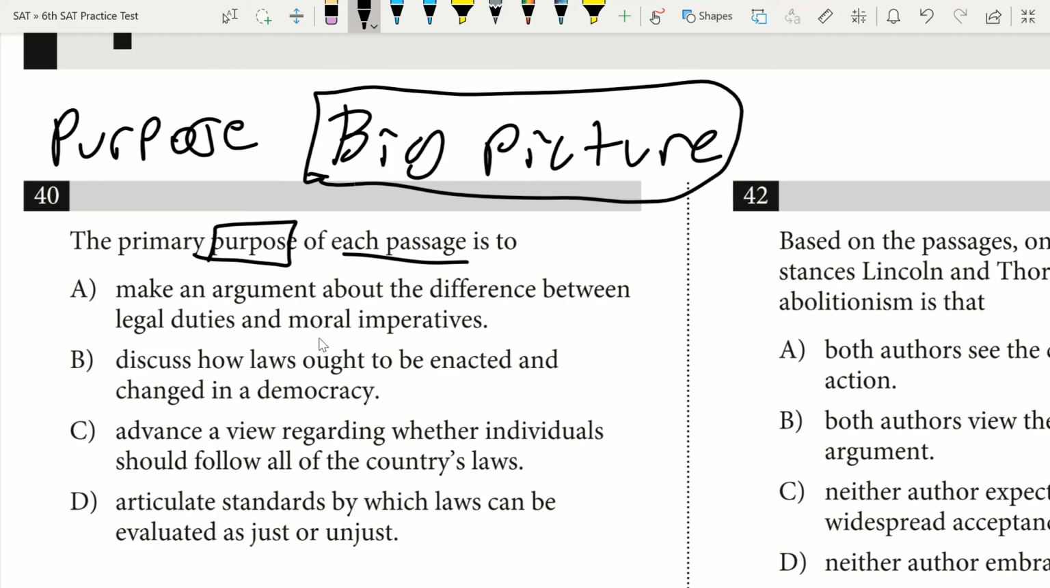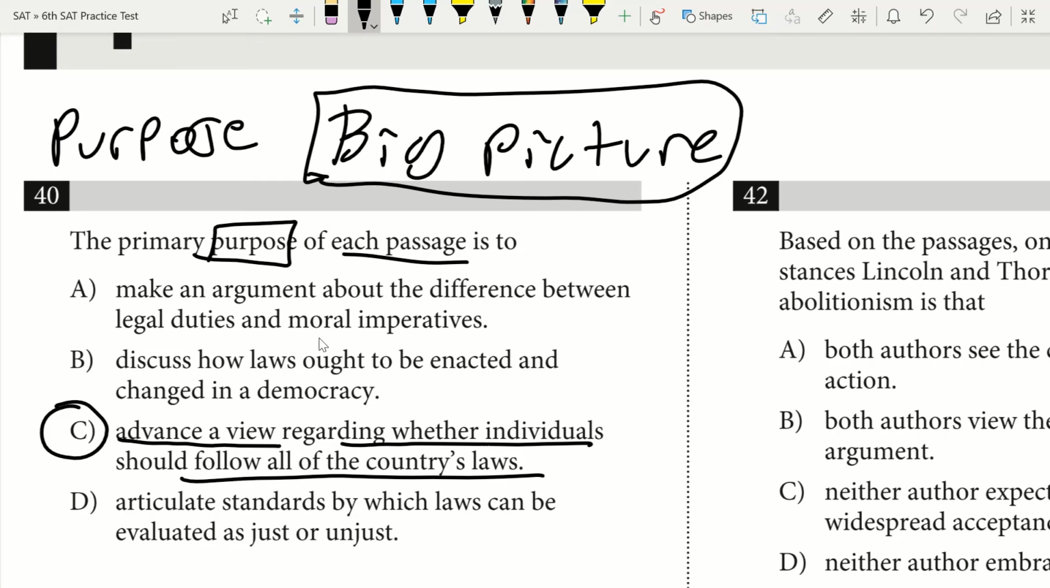All right, so as far as the purpose of each passage, well, what is each passage doing? We got passage 1. Passage 1 is really arguing for the obeying of all laws. And passage 2 is really arguing for the breaking of some laws. So what they're both doing is they're both advancing a view regarding whether individuals should follow all of the country's laws. Okay, so C would be our correct answer for 40. As far as why A through D are wrong, let's go through that in a minute.